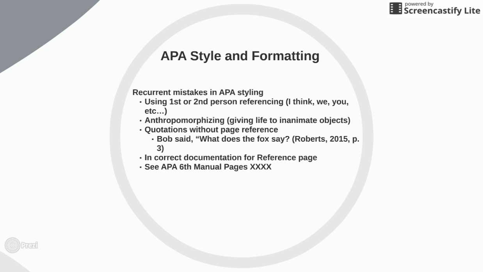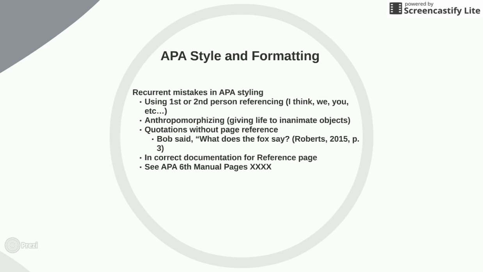An example of that would be saying that the scope statement said, or the charter stated, where those are inanimate objects, obviously, and cannot have a voice. So properly wording your statements that reference back to a document or a paragraph or a diagram, for example, that does not add life to an inanimate object is an important consideration.